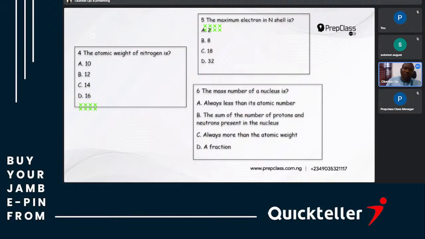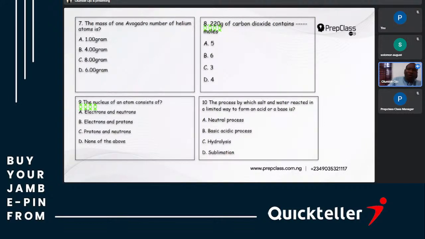Number 7. The mass of one Avogadro number of helium atom is... We know that Avogadro number is 6.02 times 10 to the power 23. Now they're asking for the mass of helium. We know that helium is He. You have 4 at the top and 2 at the bottom. The atomic number of helium is 2 and the mass number of helium is 4.